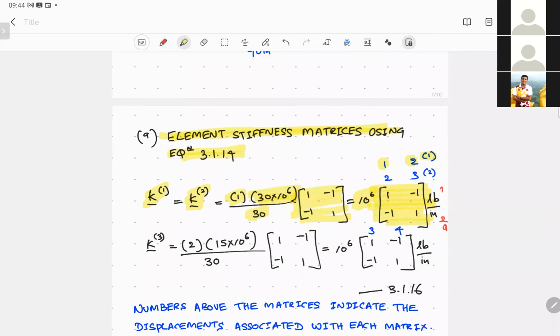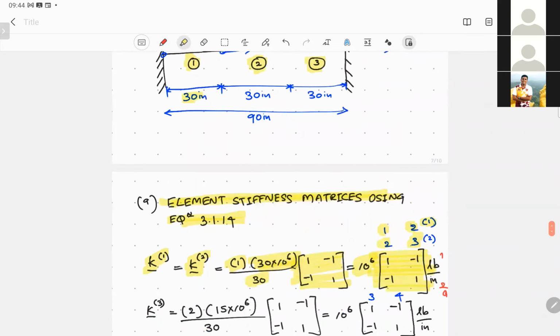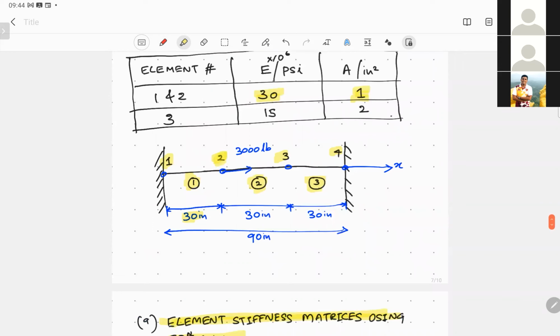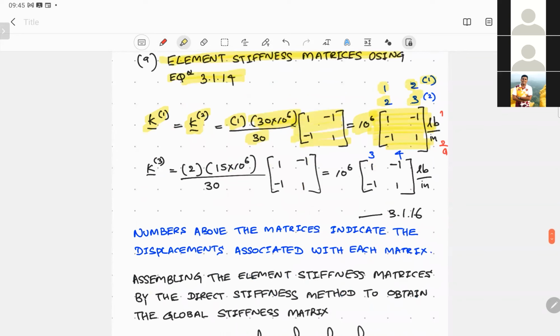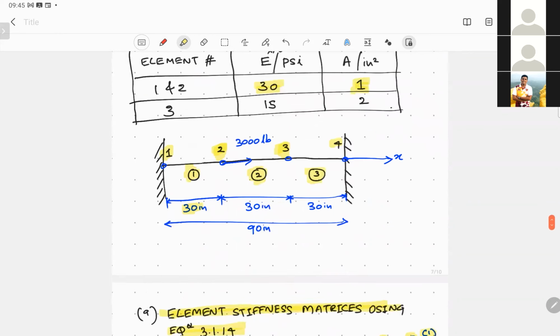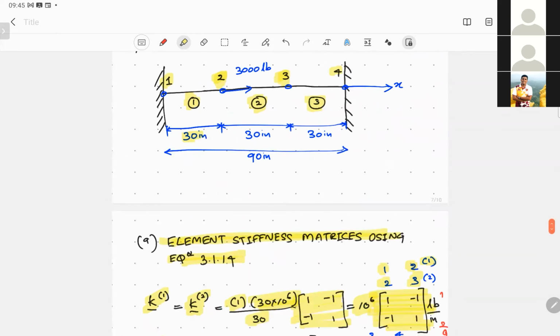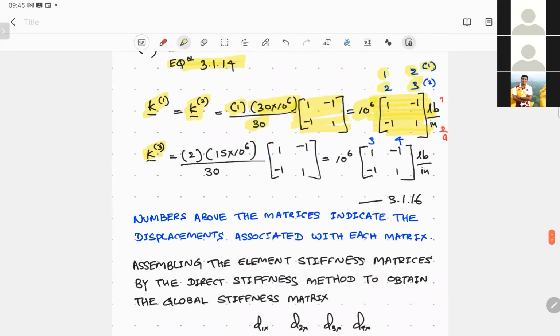So if we consider element number 2, the corresponding nodes are node number 2 and node number 3. Similarly, we can consider element number 3, which is this one over here, and the corresponding nodes are node number 3 and node number 4. So K, and within the parentheses, we write 3. The cross-sectional area times the modulus of elasticity divided by the initial length.